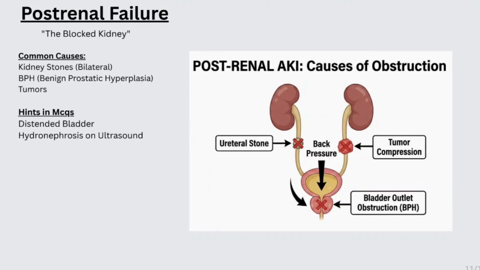Finally, the third category of acute kidney injury is postrenal failure, where the problem occurs after the kidney due to obstruction of urine flow. Common causes include bilateral kidney stones, benign prostatic hyperplasia, and tumors compressing the urinary tract. On exams, look for clues such as difficulty urinating, a distended bladder, or hydronephrosis on ultrasound. These findings point toward a postrenal cause of acute kidney injury. Recognizing obstruction is important because postrenal AKI is often reversible once the blockage is relieved.